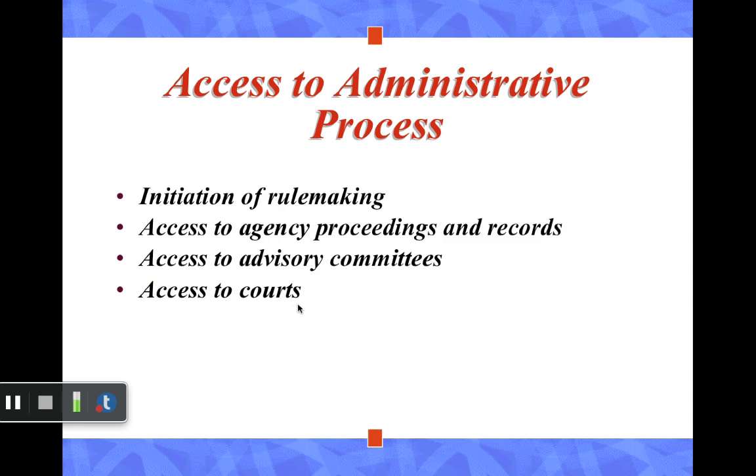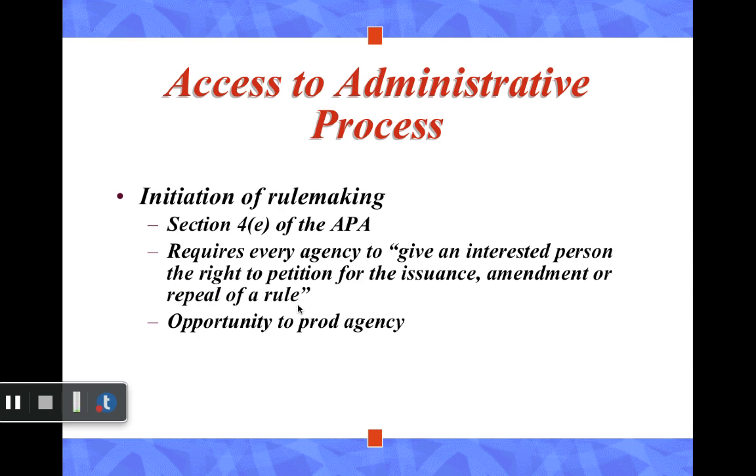The next part is access to the administrative process. And I'll cover initiation of rulemaking, access to agency proceedings and records, access to advisory councils and committees, and access to the courts. The initiation of rulemaking is established in Section 4E of the Administrative Procedures Act. This requires every agency to, quote, give an interested person the right to petition for the issuance, amendment, or repeal of a rule, and this is an opportunity to prod an agency.